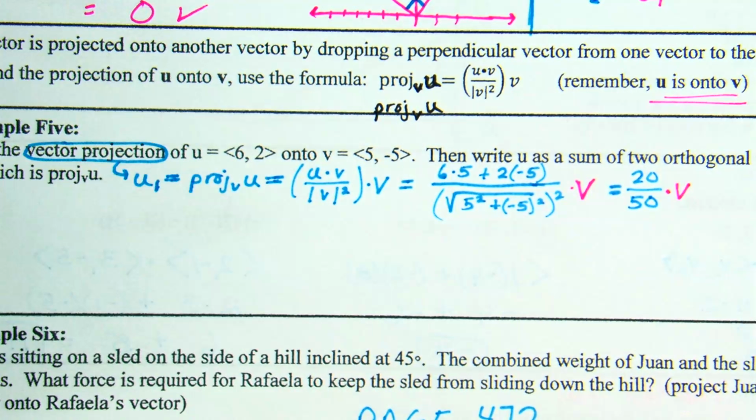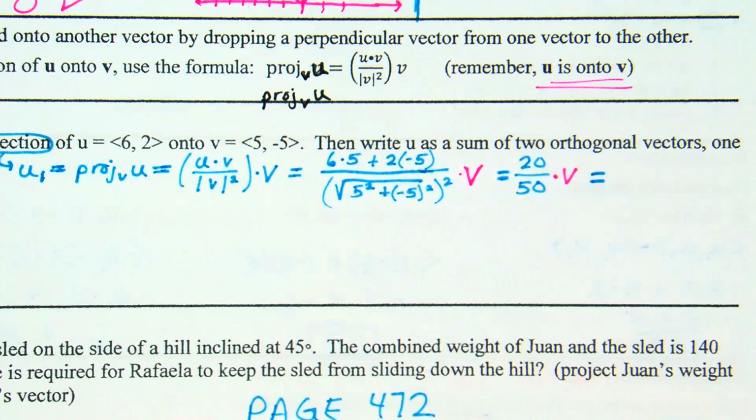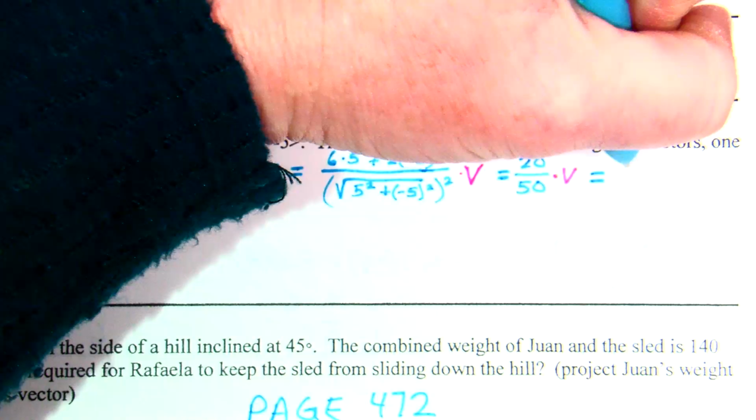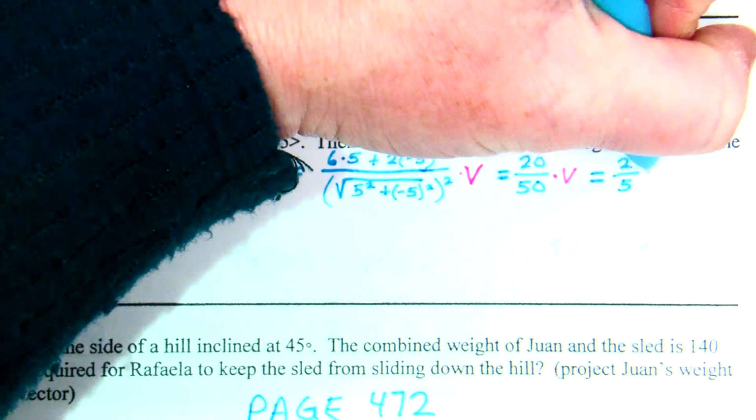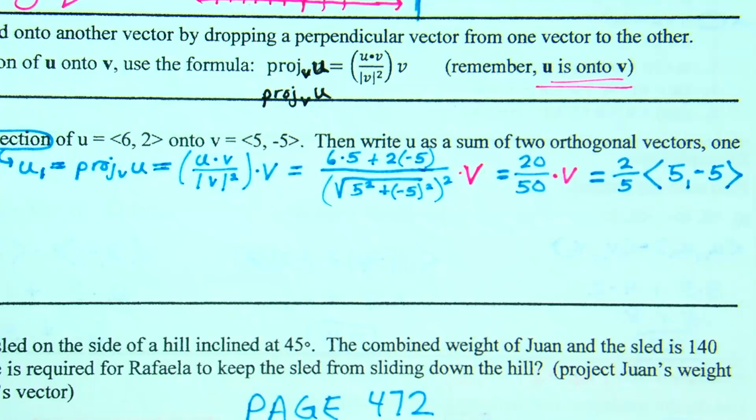What do you know about 20 over 50? Yeah, it reduces to 2/5. I would never leave 20 over 50, right? Divide by 10, cancel those zeros. So it's 2/5. And then if I fill in vector v, that means we're going to do times the vector 5 comma negative 5.